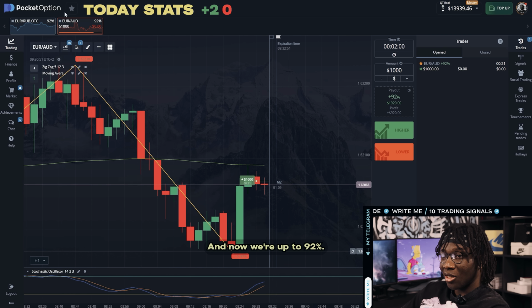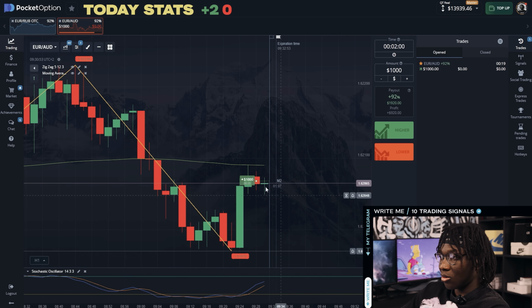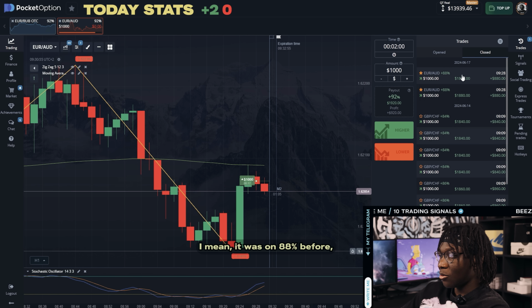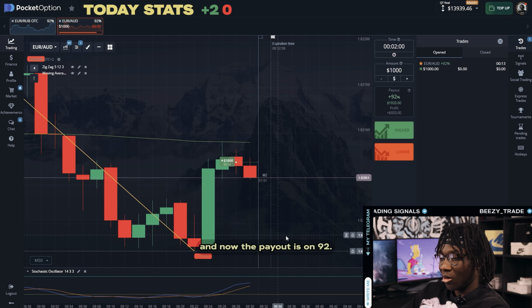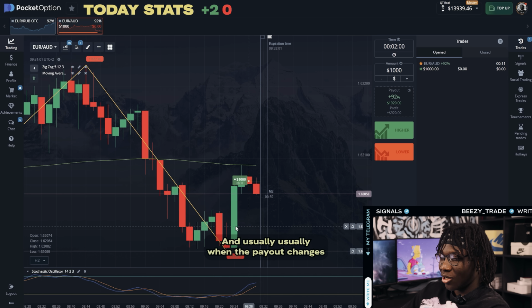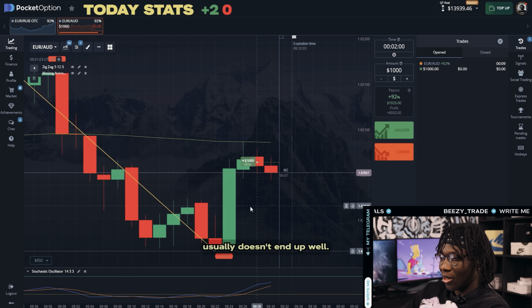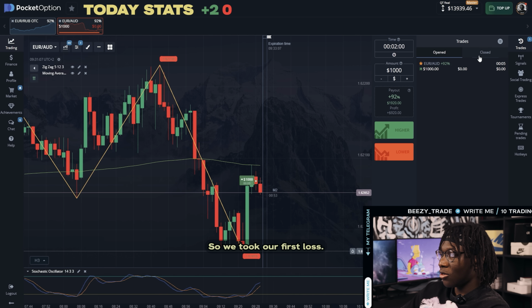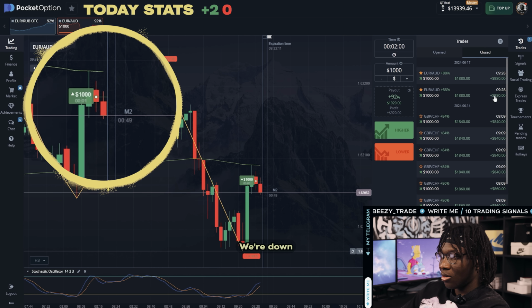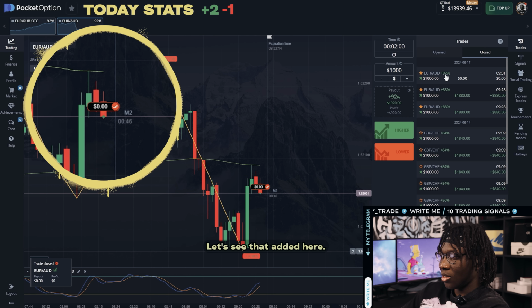And now we're up to 92%. I mean, it was on 88% before. But now the payout is on 92. And usually when the payout changes, it usually doesn't end up well for me, if I'm being honest. So we took our first loss, no big deal, 1,000, we're down. 1 trade, let's see that added here.